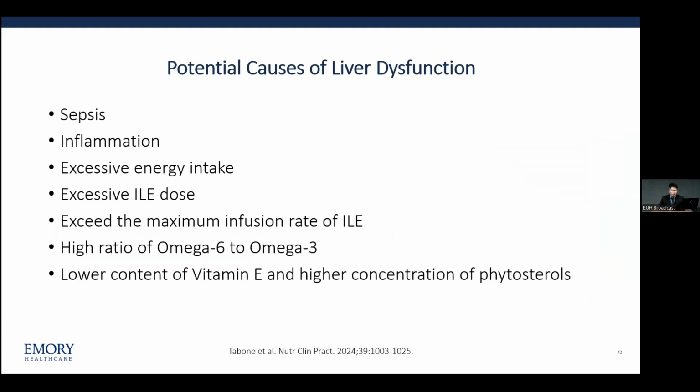The NST team then investigated other potential causes of liver dysfunction. This would include sepsis, inflammation, excessive energy intake, excessive IOE dose, exceeding the maximum infusion rate of IOE, high ratio of omega-6 to omega-3, low content of vitamin E, and higher concentration of phytosterol.